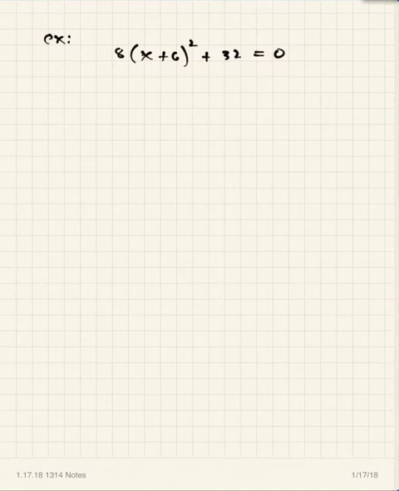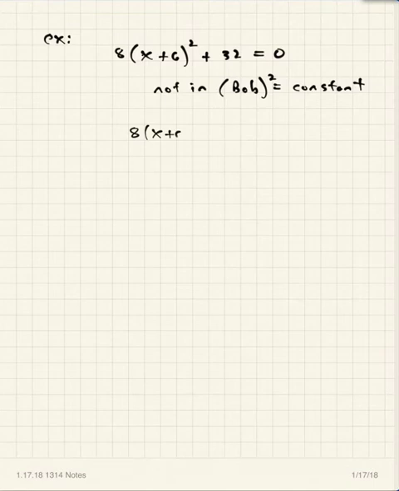Now this equation is not in something squared equals a constant form. It's not in that form right there. But you can put it in that form, because you want to get the thing that's squared by itself. So you subtract 32 and then divide by 8. And see, now we have put that equation in the right form for the square root method.